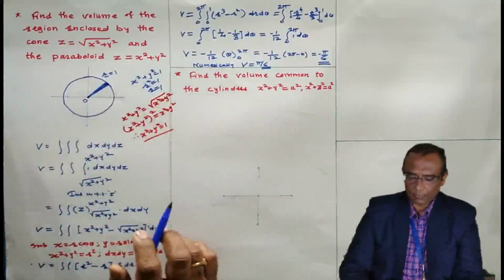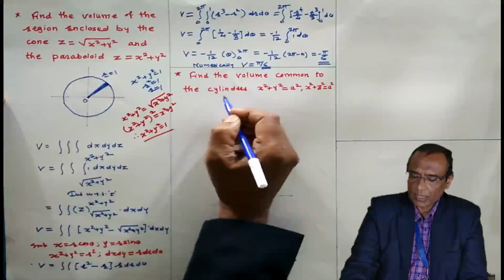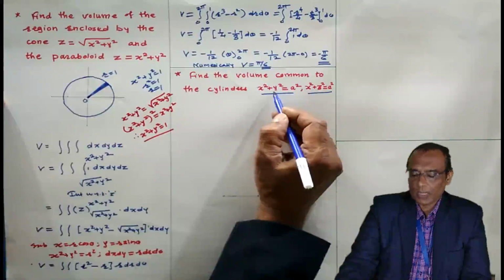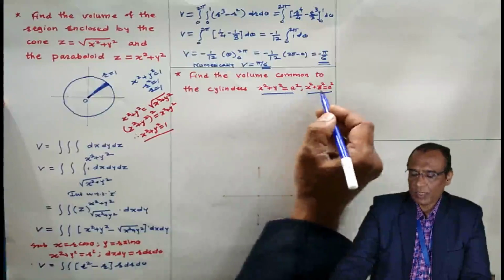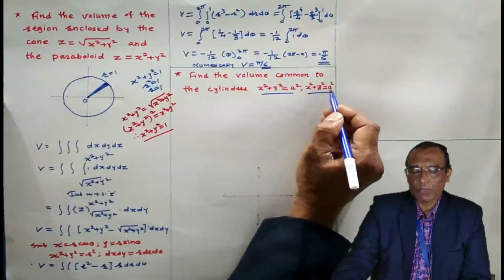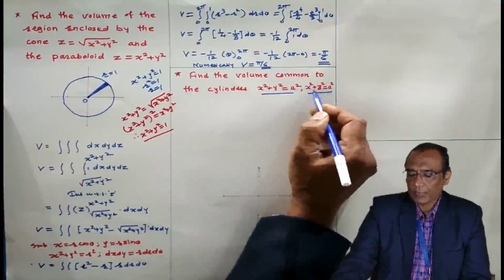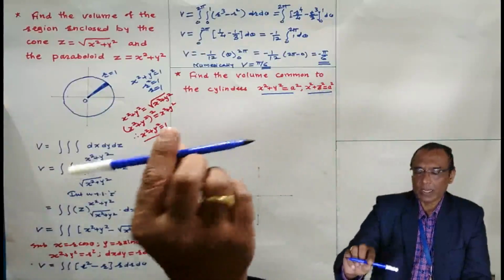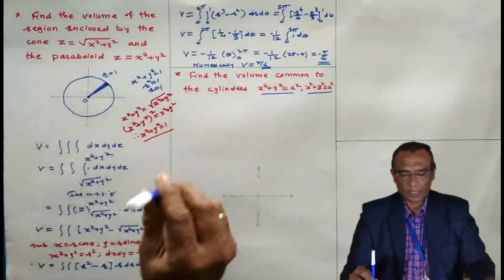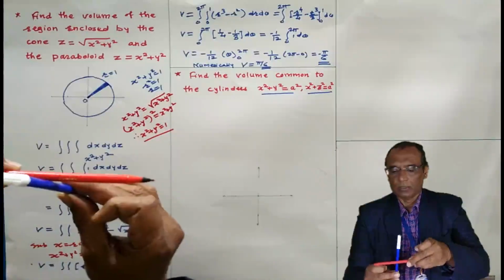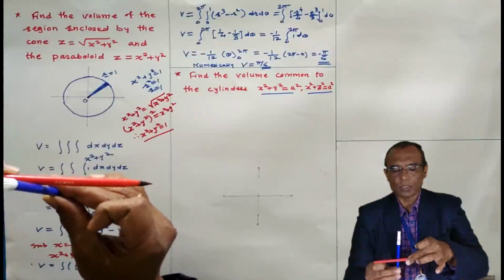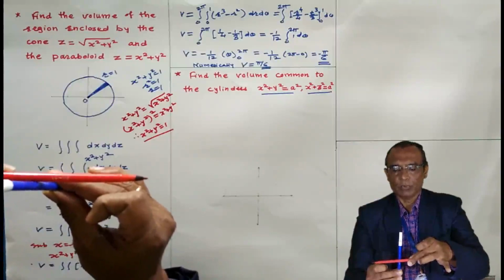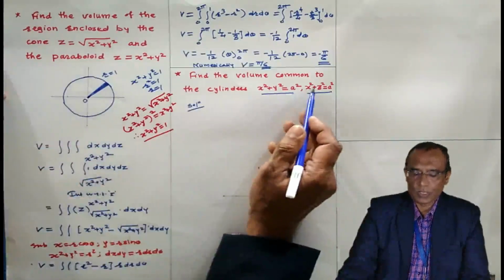Now, next one, find the volume common to the cylinders. Here we have two cylinders. Look at this cylinder. Base of the cylinder is a circle x square plus y square equal to a square. Base of this cylinder is x square plus z square equal to a square. Here the axis of the cylinder is parallel to the y axis. Here one is a vertical cylinder and the second one is a horizontal cylinder. So the vertical cylinder and the horizontal cylinder, the volume common to these two cylinders, this is the red cylinder and this is the blue cylinder, and the volume common to this we have to find. I am not going to draw these two cylinders on the sheet.